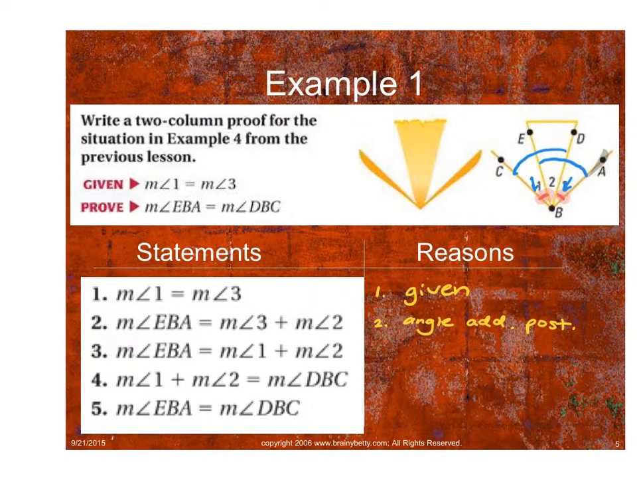Okay, then 3 says angle EBA is equal to the measure of angle 1 plus angle 2. Is that from the diagram? No. So where did that come from? Connor, you have a guess? Yep. So you basically just said that EBA equals 3 plus 2, and then we took 3 and replaced it with the measure of angle 1, which we can do because we said they're equal, and that's substitution.